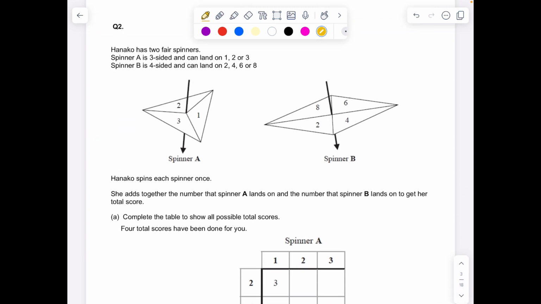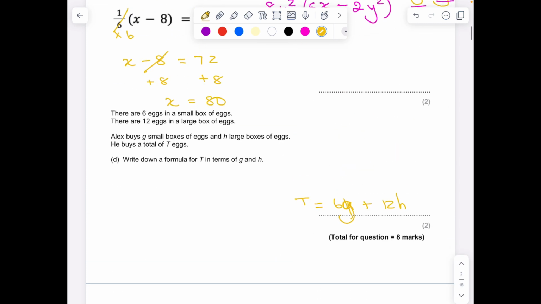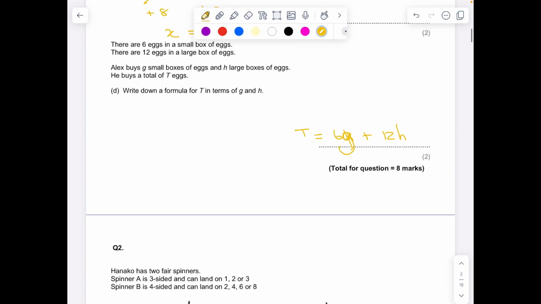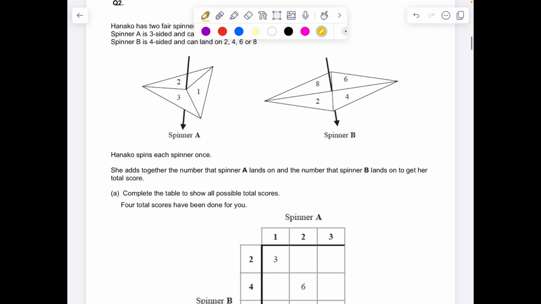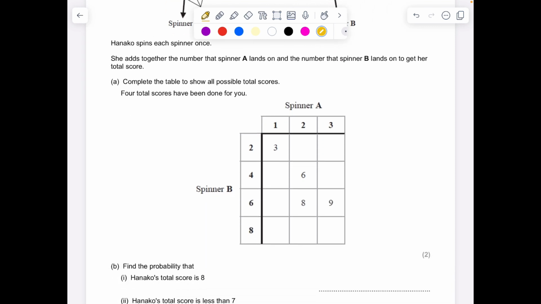Okay, question 2. Sorry, just checking. Question 2, we want to fill this in here, and it says that we add the scores together. So let's do that. So that should be 4, that's 5, that's 5, 7, so 6 plus 1, 7. So we're just adding this and this for 9, and so on. So just adding them up, and that gets you 2 marks.